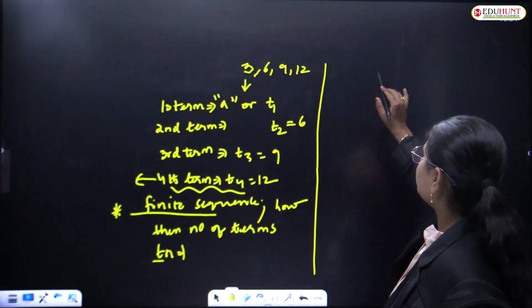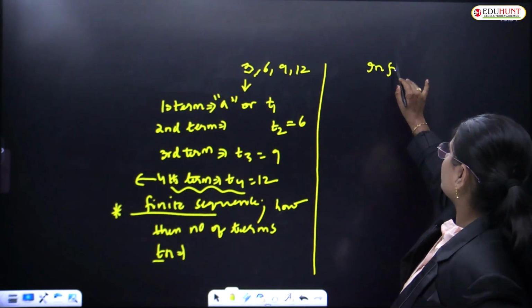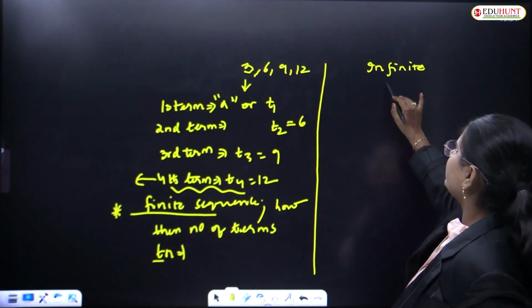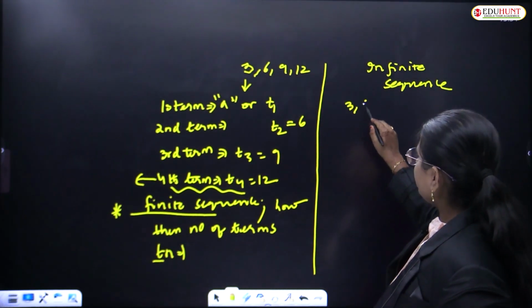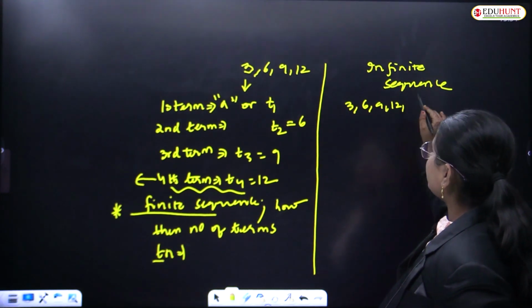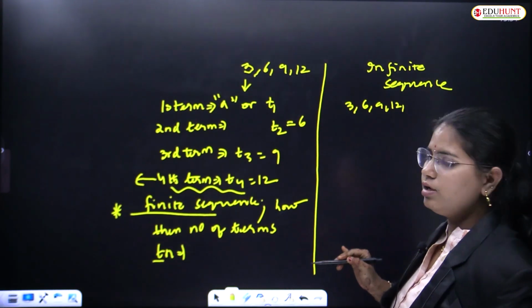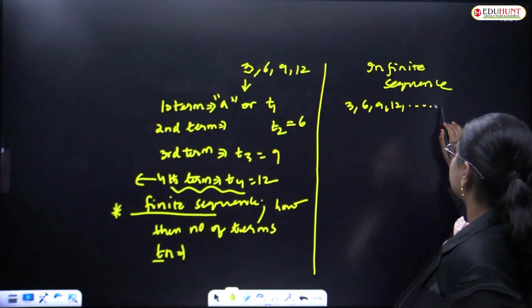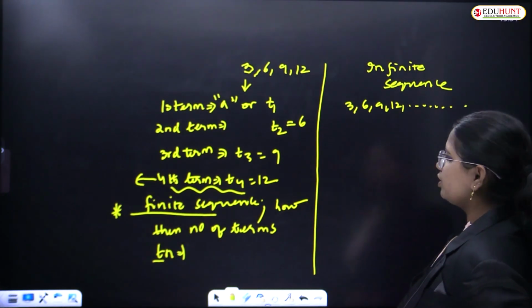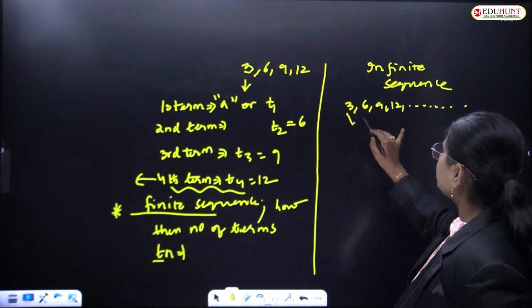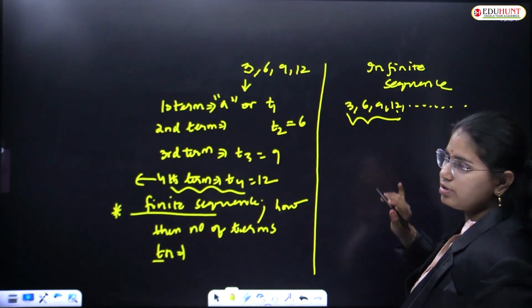For example, let me consider an infinite sequence. The same example I will take, but you will not be ending with the last term. It keeps on going, and you represent that with "so on." Up to this, it is the fourth term.